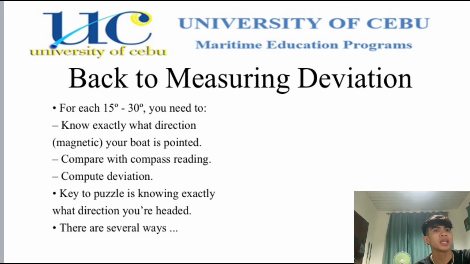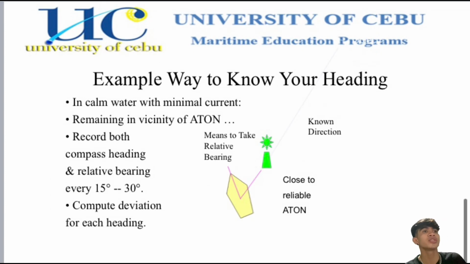There are several ways. One example way to know your heading is in calm water with minimal current, remaining in the vicinity of an aid to navigation, record both compass heading and relative bearing every 15 degrees to 30 degrees. Compute the deviation for each heading. As you can see, this is a means to take the relative bearing. There's an illustration with known directions, and also close to a reliable aid to navigation.